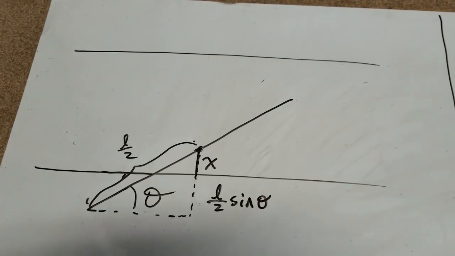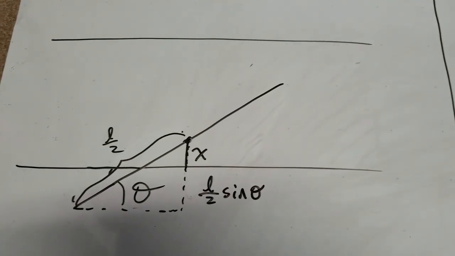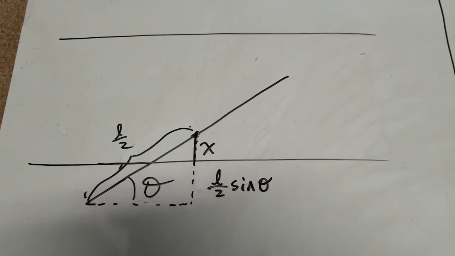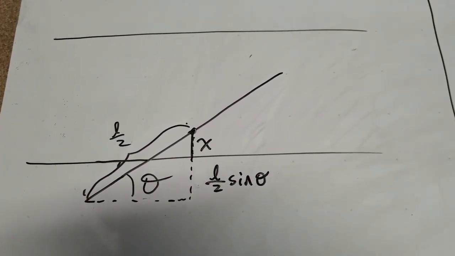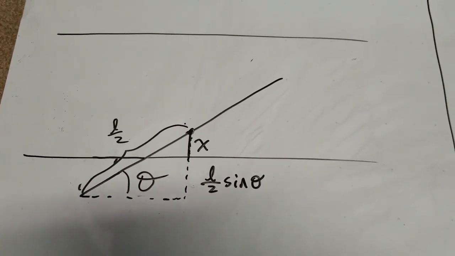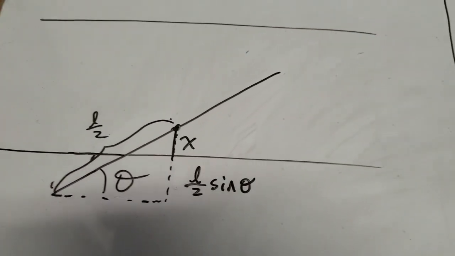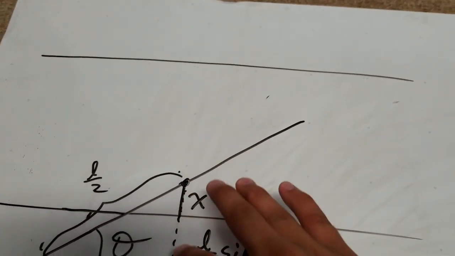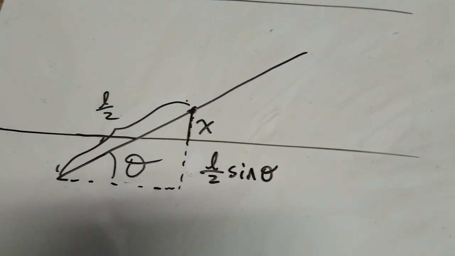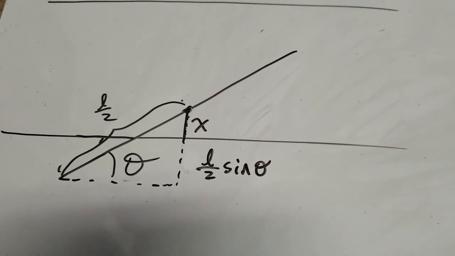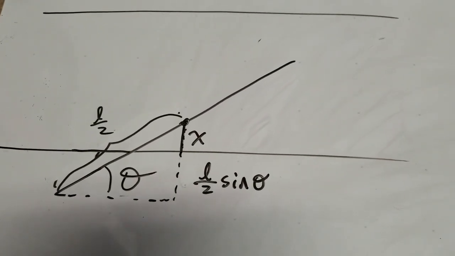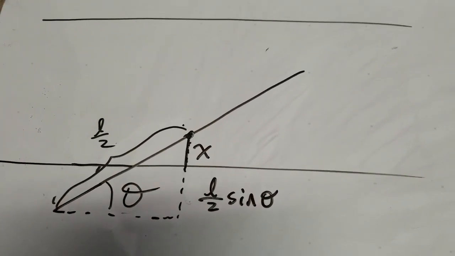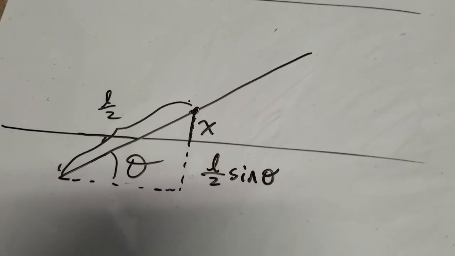Finally, we can solve our problem. We have to determine what values that x and theta can take when the stick is crossing the line, and then integrate over the area of those values. Now, using trigonometry, we can determine the length of this line here, which is L over 2 times sine of theta. And if x is less than that value, that means that the stick is crossing the line.